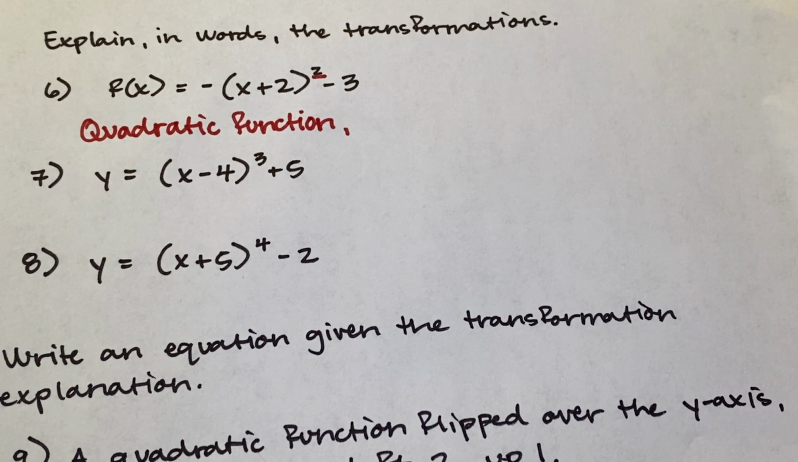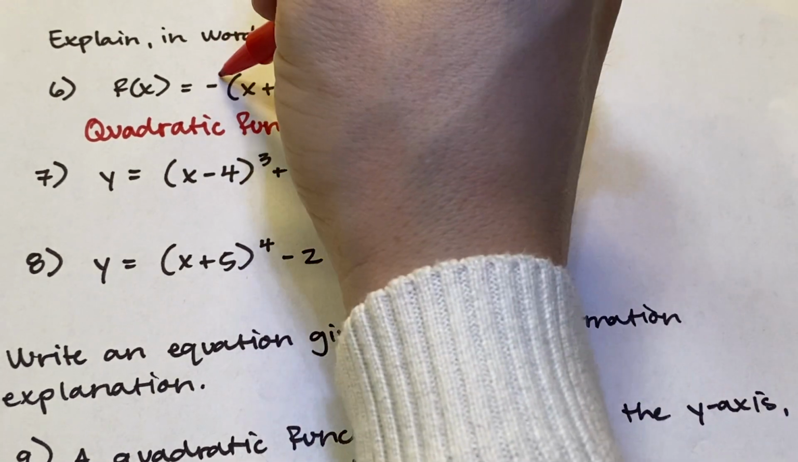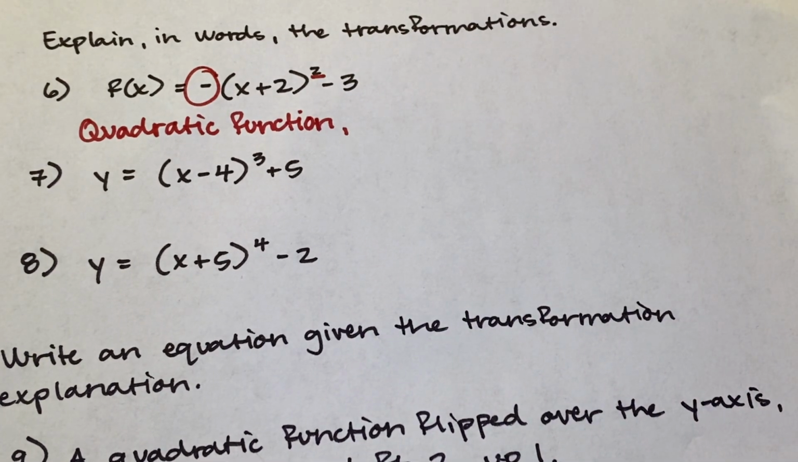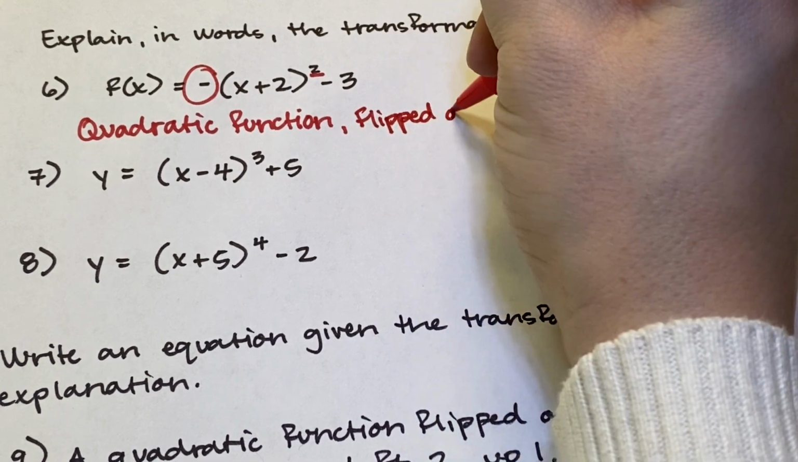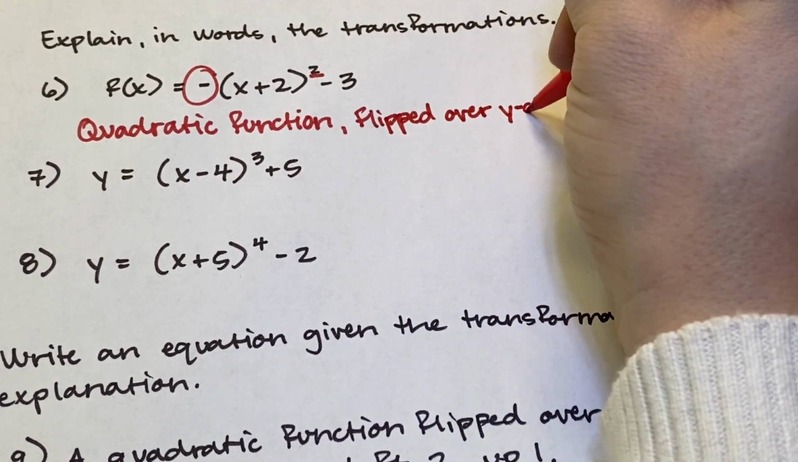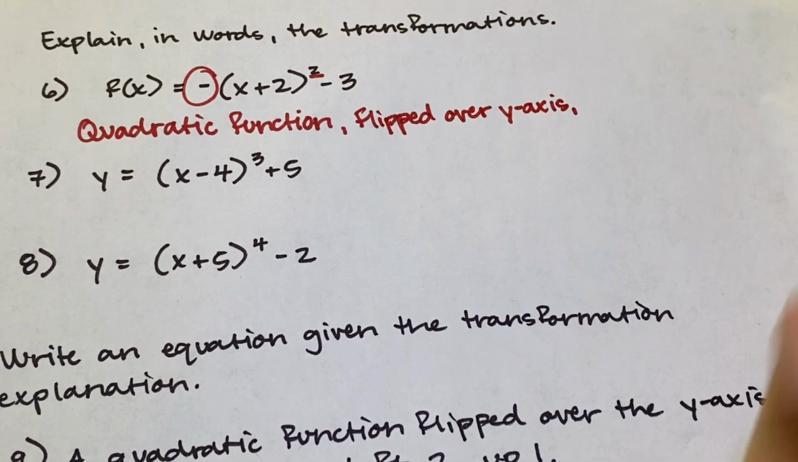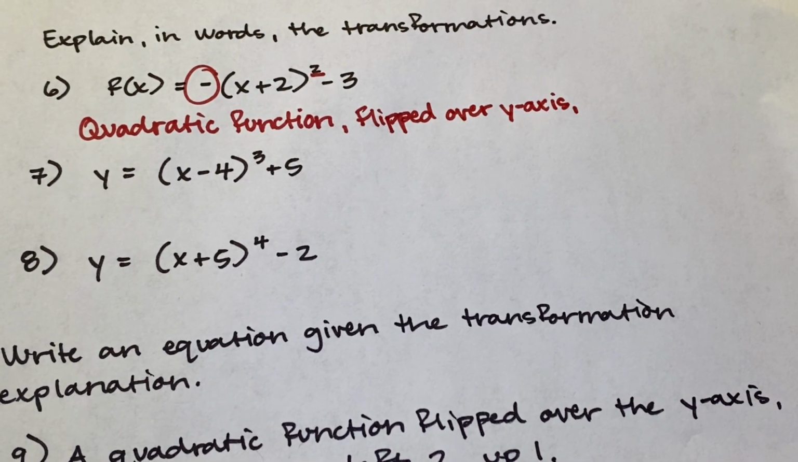Okay, now let's identify the first thing that's been added on. It's this negative in front of my parentheses. Now, just like on our starter, when we had a negative, what did we write down? Flipped. Okay, and it's being flipped over the y-axis, meaning it was going up. Now it's been flipped. It's pointing down.